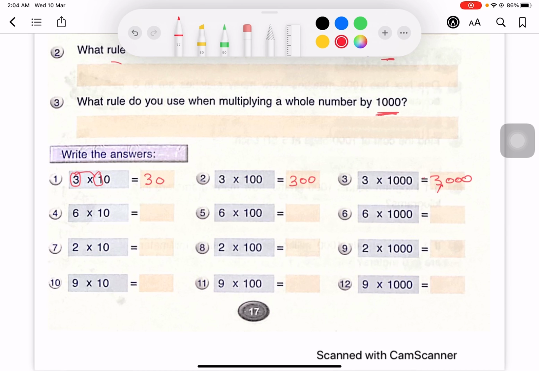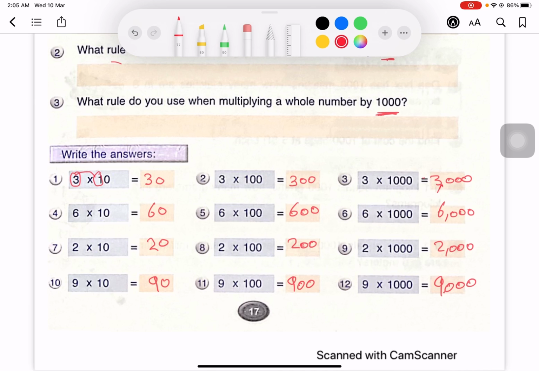Now here, 6 by 10, what is the rule? Yes, 60, 600, and here will be 6000. Now here, yes, it's 20, 200, and here it will be 2000. Now 9 and you drop 1 zero. 9 and you drop 2 zeros. 9 and you drop 3 zeros. So the answer is 9000.